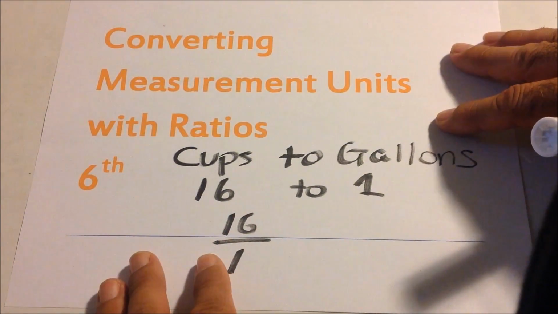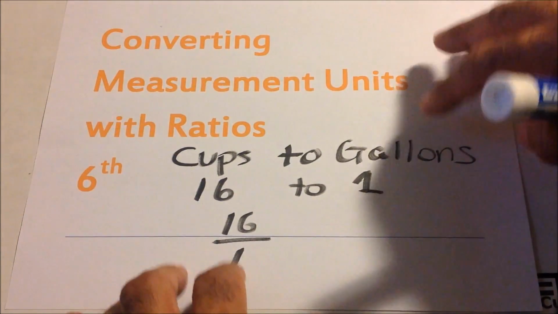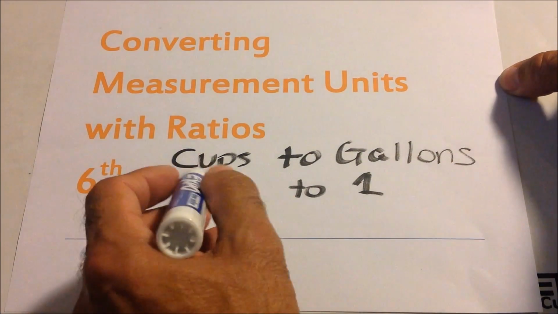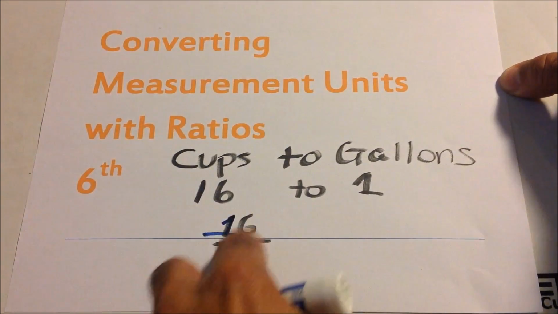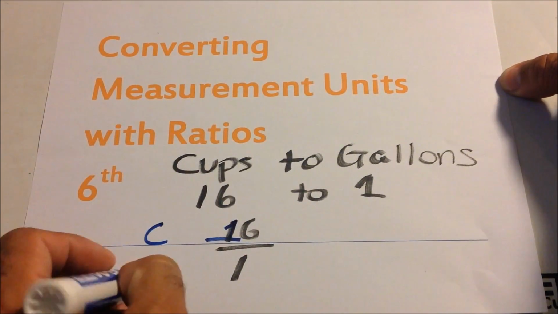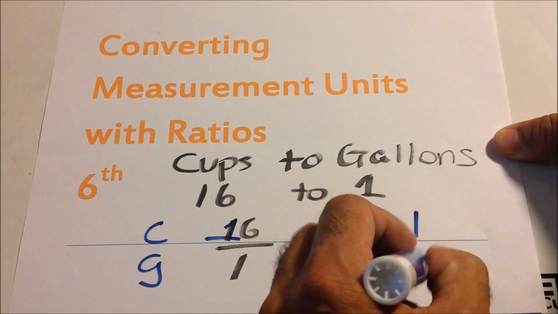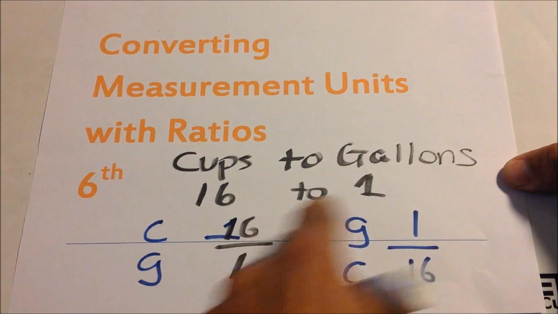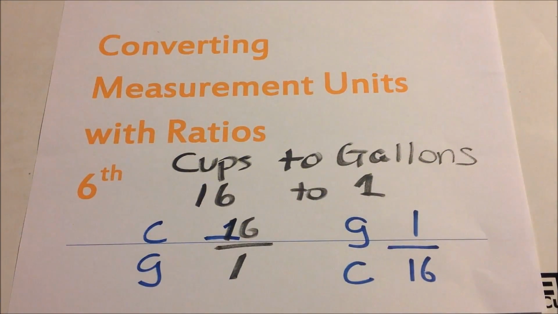We'll go over them in class, and during quizzes and tests I'll have a chart, a reference chart for you. Some, though, I want you to memorize, and we'll go over that in class. So there are 16 cups to 1 gallon. So the ratio is 16 to 1, cups to gallons. However, if I said gallons to cups, it's 1 to 16. So you can do it either way, as long as you label which ones you're doing. Okay? So there's 16 cups to 1 gallon.